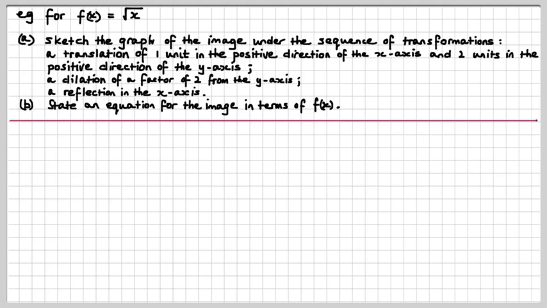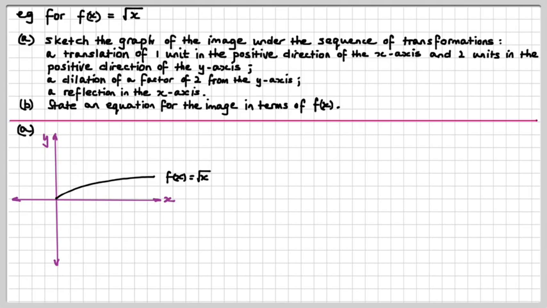Well, for part A, when I'm sketching these things, I do them in steps, to get an idea of what I think the final thing is going to look like. So let's do that together. There are some grid lines. Now, we're starting off with root x, yes? What is the first thing? A translation of 1 unit in the positive direction of the x-axis. That looks right, doesn't it? And 2 units in the positive direction of the y-axis. That looks right. Would you agree with that?